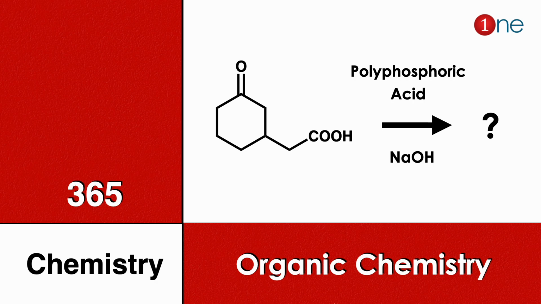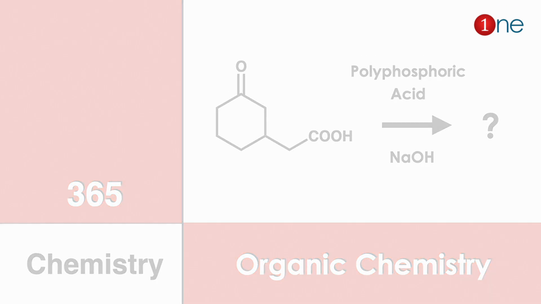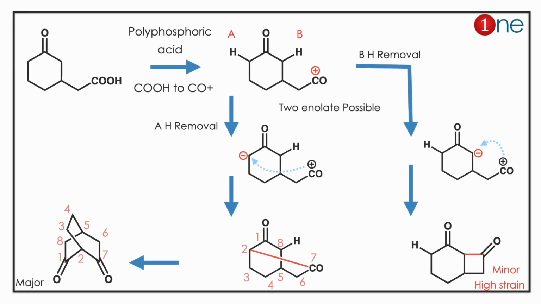Here you have cyclohexanol with an acid side chain. You are using the reagents polyphosphoric acid and sodium hydroxide. You should find what will be the final product. Here the reaction is very interesting because it has many possibilities.